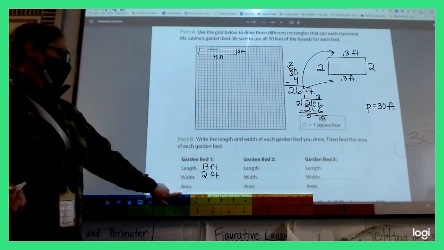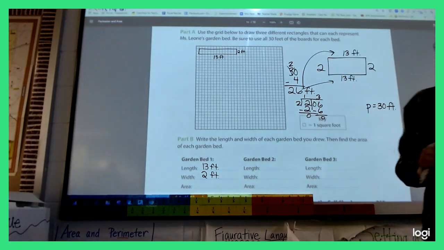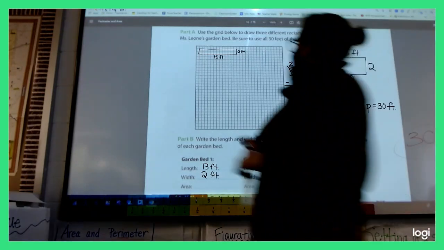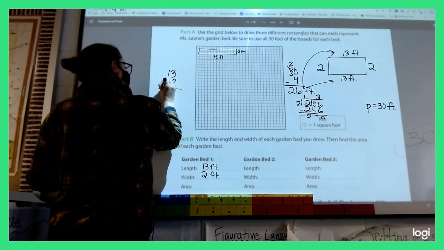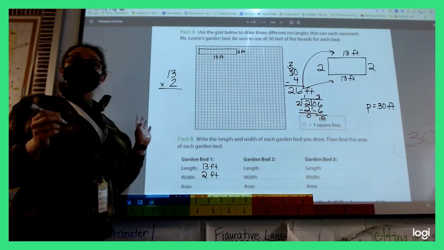Oh, and they want us to have an area. How do we figure out the area of our garden? Cadence? 13 plus 13 times 2, okay? All right, so we've got to do 13 times 2. However, does anyone see something up here that might help me out from avoiding doing this problem again?